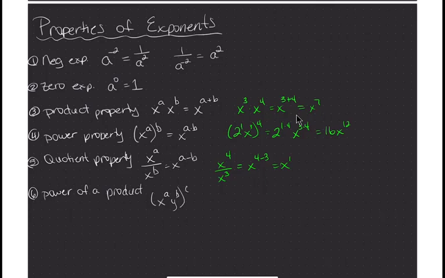This is a lot like the power property, especially the example that I did. It's pretty much saying that whatever is on the outside, you make sure you share with everybody on the inside. So this is going to end up being x to the a times c, y to the b times c.